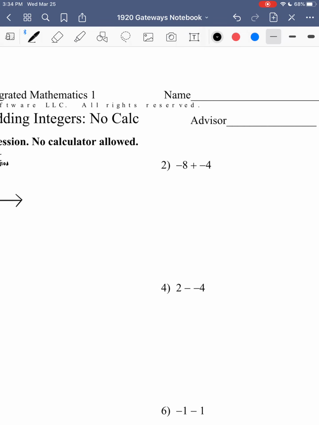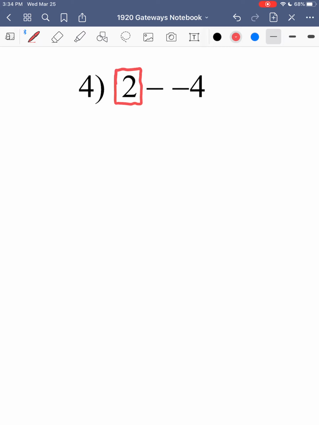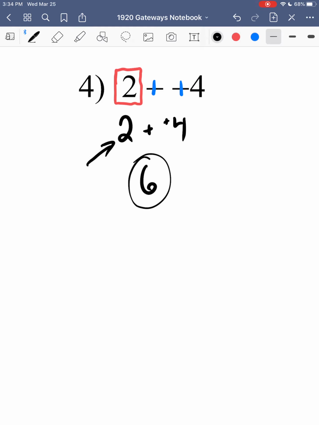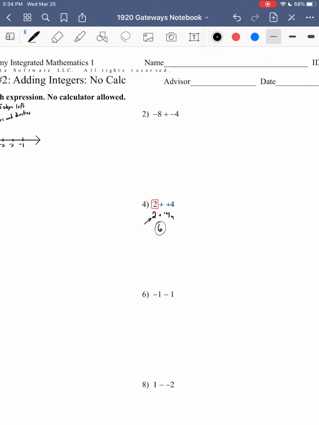The other thing that I've been seeing is that people are not doing keep, change, change. So if we go to number 4, for example, remember, every time you have subtraction, you should keep, change, change it. So think of it as keep, change, change. And then if it helps you, rewrite it as 2 plus positive 4, which of course is 6. Technically, it's like we said before, you're starting at 2, you're taking 4 steps right, which is going to end up at 6.